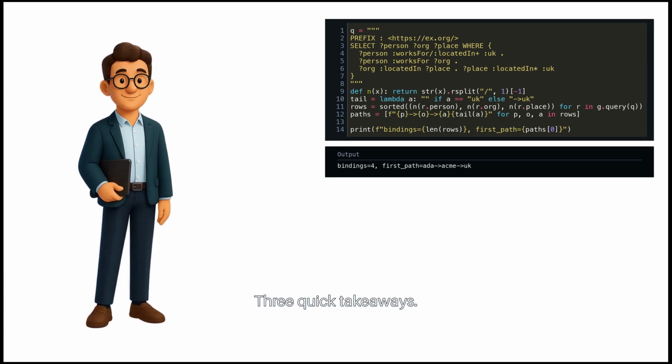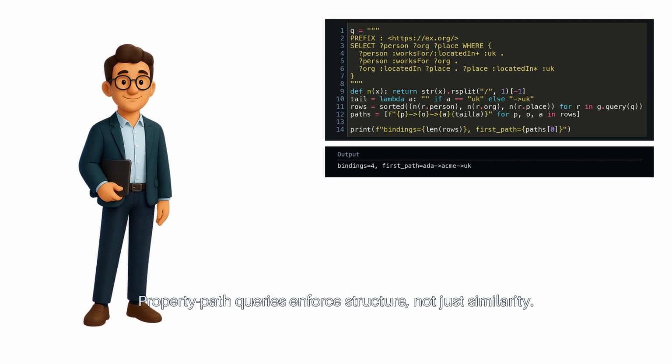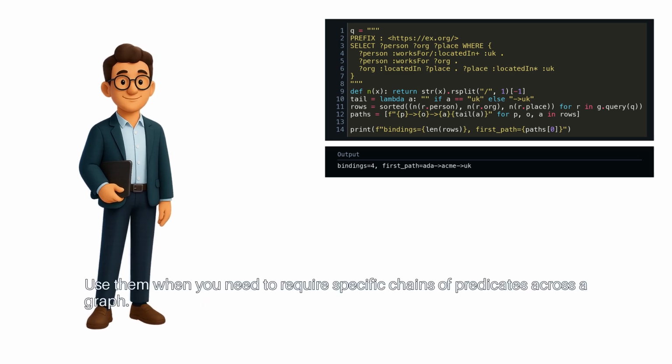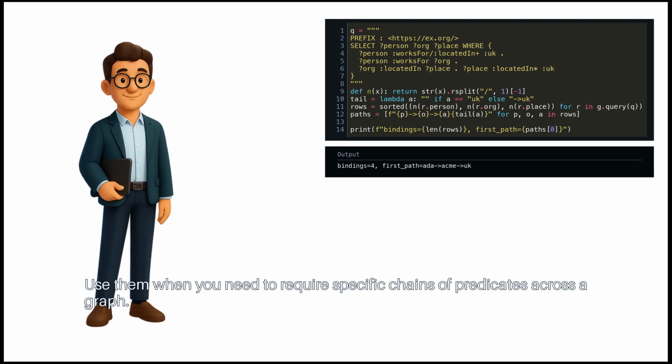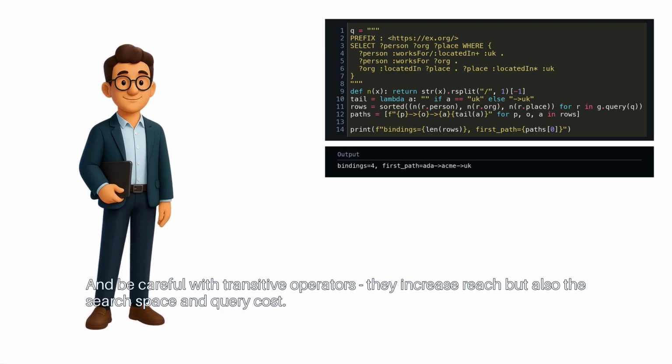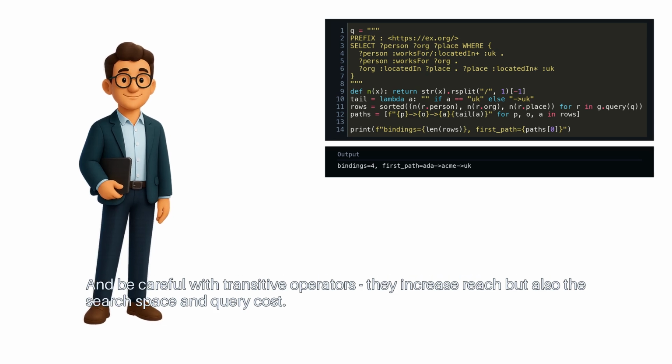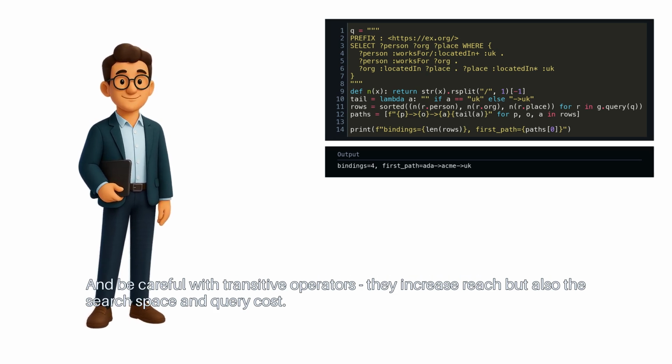Three quick takeaways. Property path queries enforce structure, not just similarity. Use them when you need to require specific chains of predicates across a graph. And be careful with transitive operators. They increase reach, but also the search space and query cost.